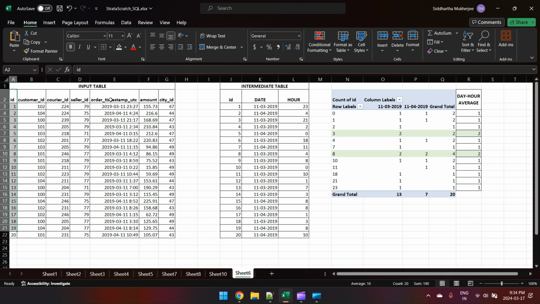ID and the timestamp. So the ID is the unique identifier of some orders that are placed, and the timestamp is the timestamp when the order was placed. There are a couple of other columns like customer ID, courier ID, seller ID, amount, and city ID. The meanings are obvious, but for this problem, we really don't need those columns. All we need are the ID and the timestamp column.